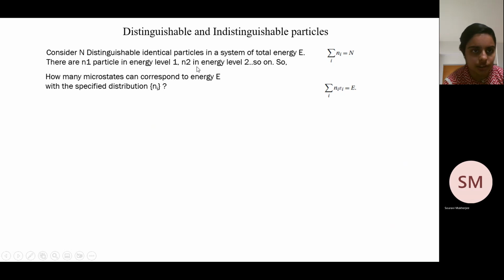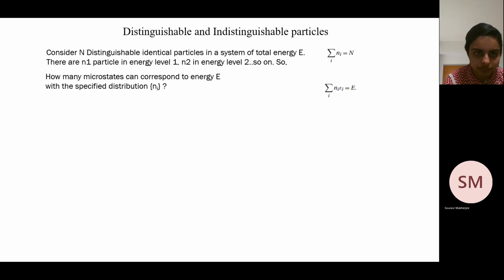But now, given this condition, how many microstates can correspond to energy E with a specified distribution n_i? What do you mean by specified distribution? Suppose you are already told, as in the question, that there are n1 particles in the first level, n2 particles in the second level, and this distribution is known to you. You want to see, given this specified distribution, what the number of microstates is that corresponds to this energy E, right?